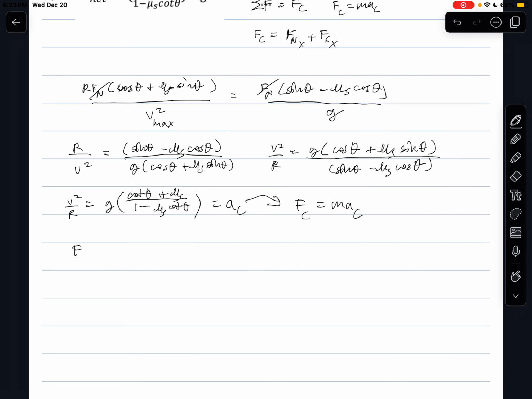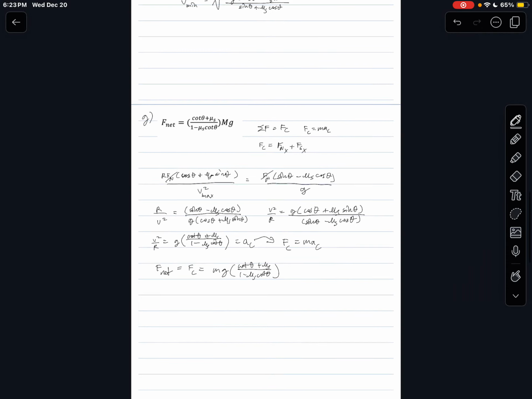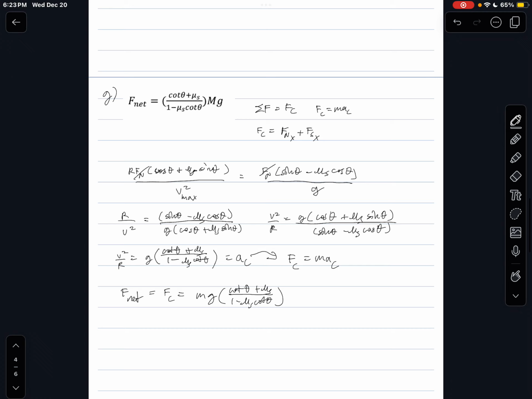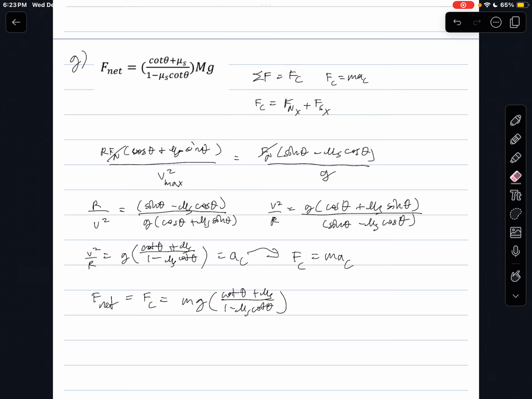Then FC, which equals the net force, which equals M times AC, is M times G times cotan of theta plus mu s over 1 minus mu s cotan of theta. And that is how you prove that the net force is going to equal mg times cotangent of theta plus mu s over 1 minus mu s cotangent of theta. Oh wait, the M is supposed to be capitalized.